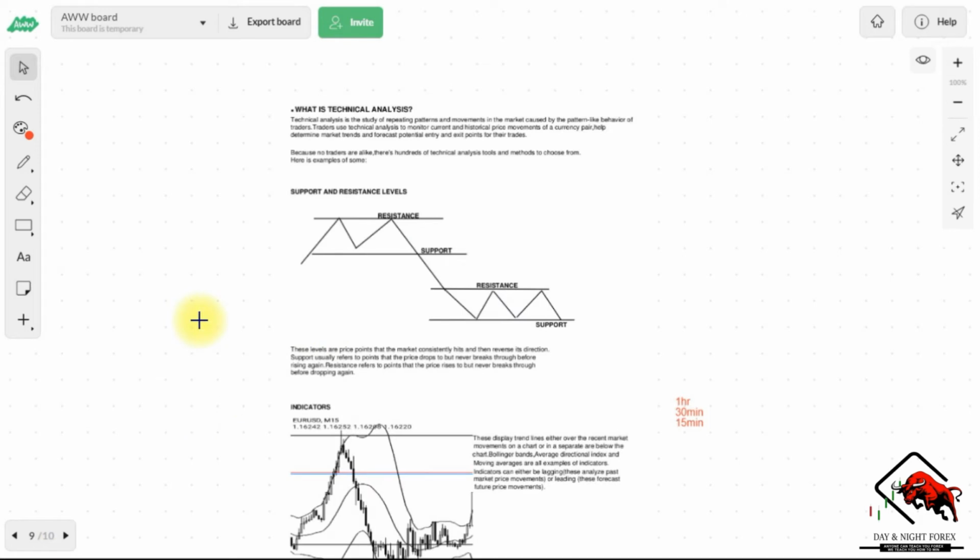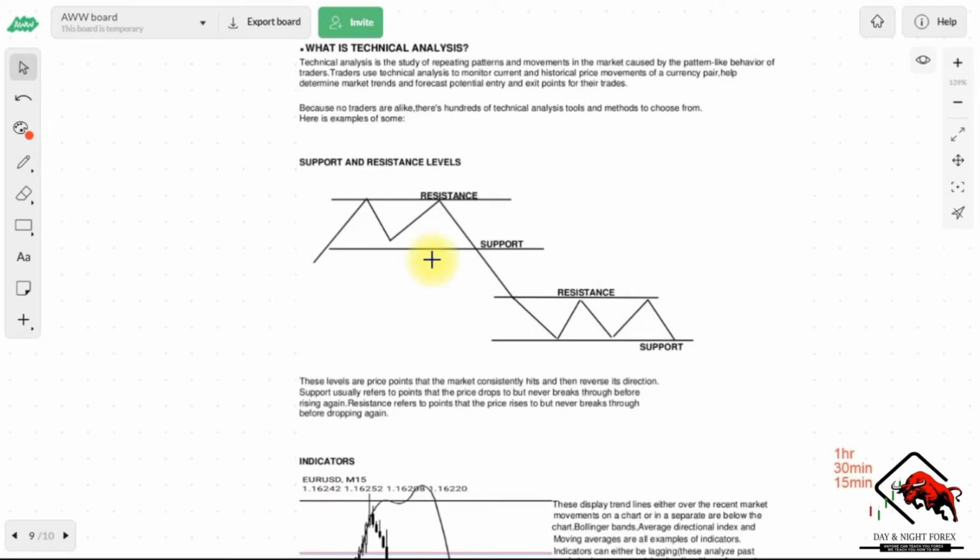Now, what is technical analysis? Technical analysis is basically a study of repeating patterns and movements in the market caused by the pattern-like behavior of traders. Traders usually use technical analysis to monitor current and historical price movements of a currency pair.